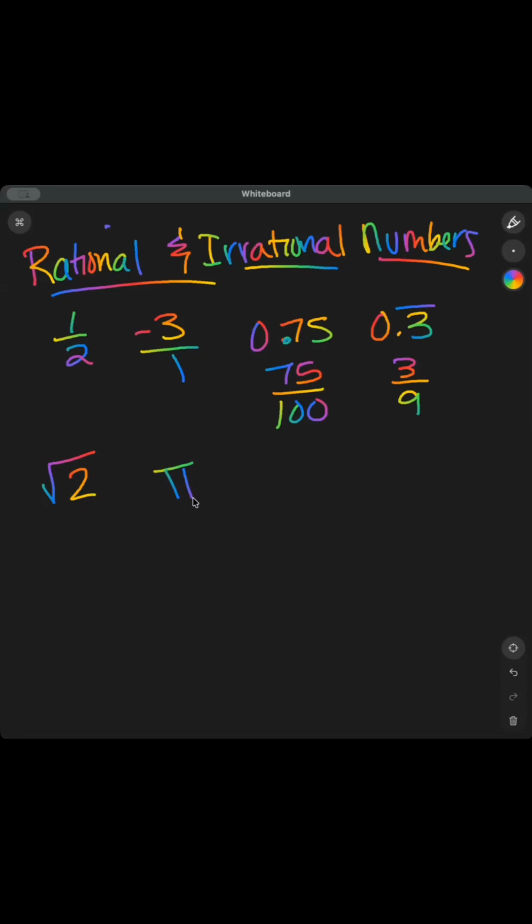And the most famous one we deal with is pi. Yes, we round it to 3.14, but it technically continues to go on forever and ever without ever repeating itself.